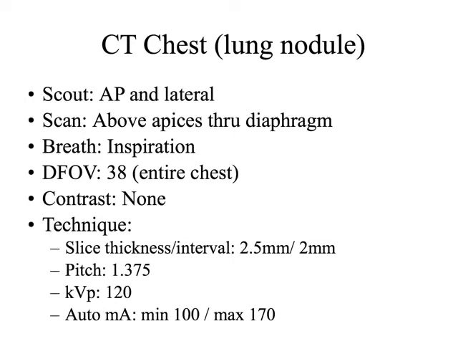Okay, now CT chest for a lung nodule. Again, we'll do an AP and lateral. We're going to scan from above the apices through the diaphragm. We'll have the patient take a full inspiration. We want to include the entire chest, but we don't need to use any contrast on these exams. Slice thickness is about 2.5 millimeters by 2. Pitch, again, the same, 1.375, KVP around 120, and then we can also use the auto mA with a minimum of 100 and max around 170. The main thing is if we're looking for a lung nodule, we don't necessarily need to give the patient contrast.